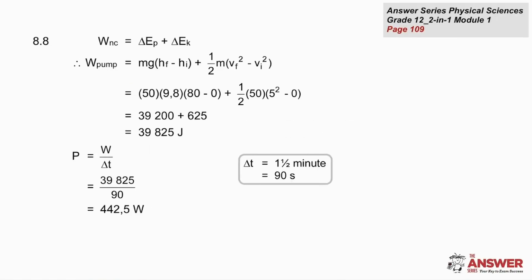Here we determine the minimum power required to meet specifications of 80 meters of lift and an exit velocity of 5 meters per second. We can use the formula for the non-conservative force, where the non-conservative force is the work done by the pump, to find the changes in potential and kinetic energy. Divide that by the amount of time, which in this case is 90 seconds, and we get a minimum power rating of 442,5 watts.